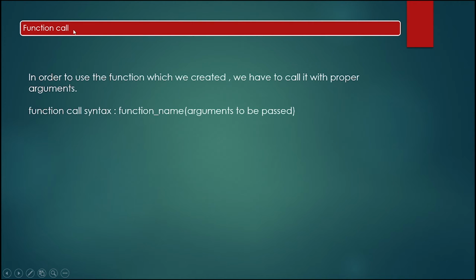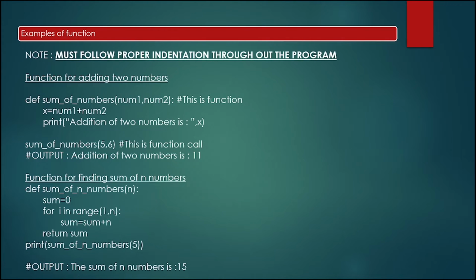So I'll tell you what is a function call. In order to use the function which we created, we have to call it with proper arguments, right? What is the function call syntax? Just the function name, and in the brackets you have to send the arguments which are to be passed to the function, right? So let us understand with an example.